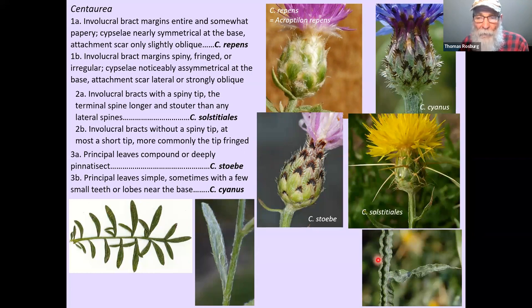Oh, I was going to point out here too, yellow star thistle has a very conspicuous wing on the stems, as you see right here. It's also very unique and easy to identify without the flowers because of those winged stems. So that does it. That's all of the cards you need.